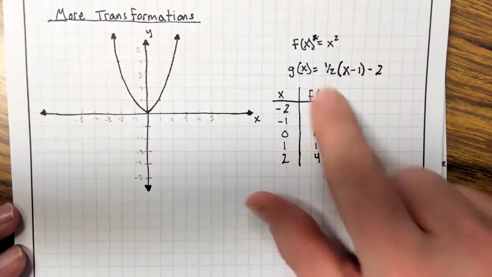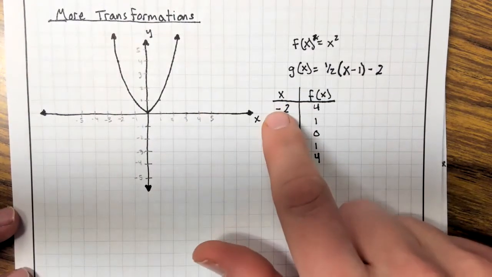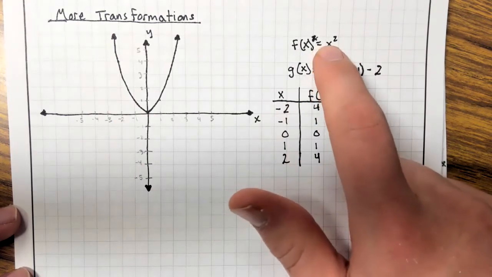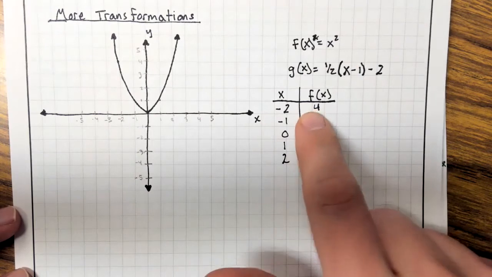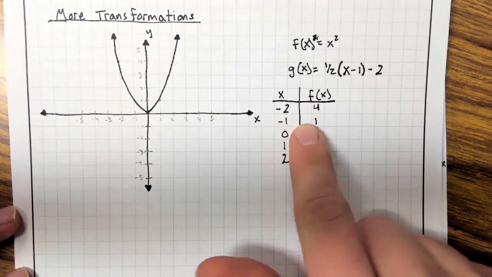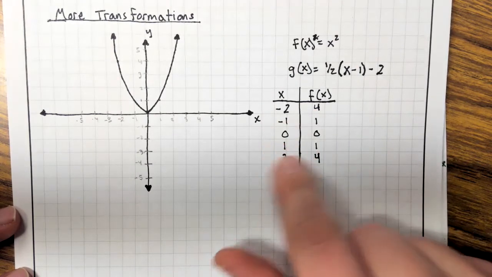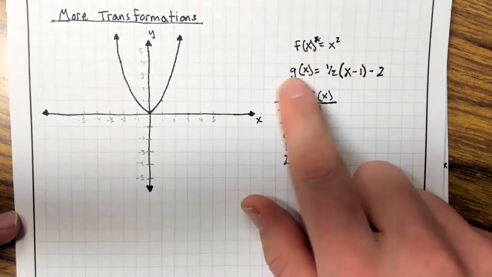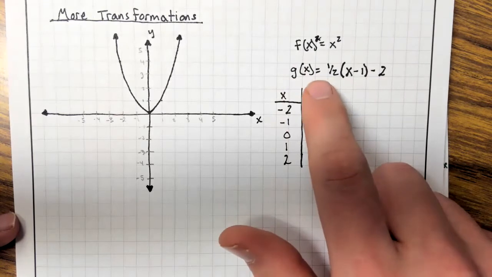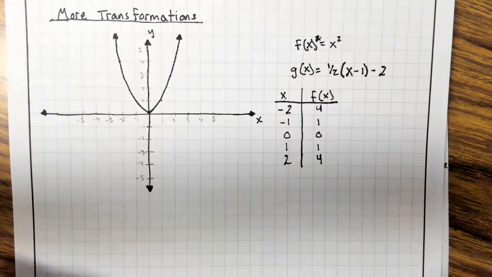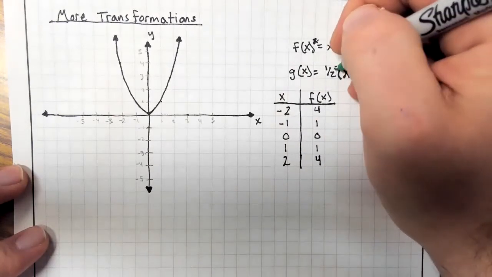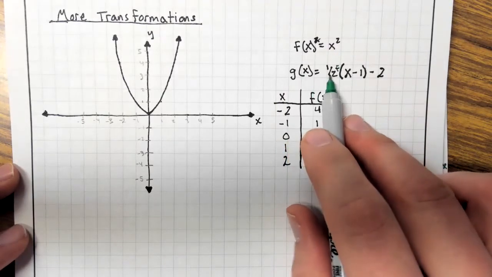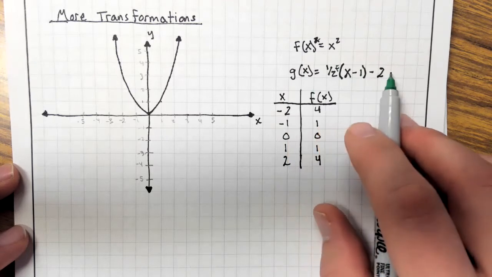Here's a table for f of x. Whenever I do f of -2, I plug in -2 for x, and -2 squared gives you 4. -1 squared is +1, 0 is 0, 1 is 1, 2 is 4. So what we're doing is transforming f of x according to this rule, creating a new function. I should probably have an f right there, so we know what we're transforming. G of x is going to be half of f of x minus 1, minus 2.